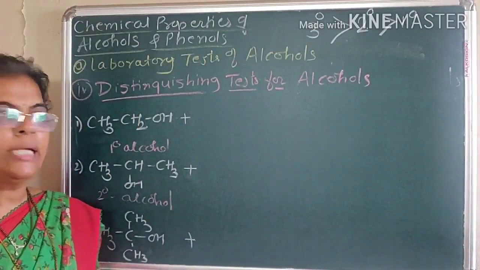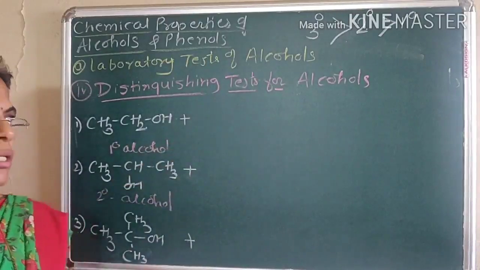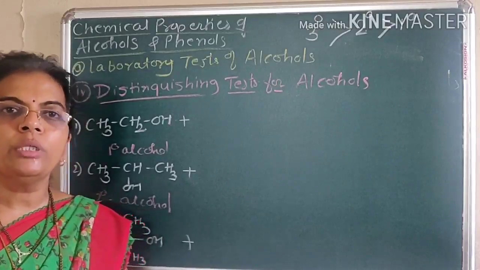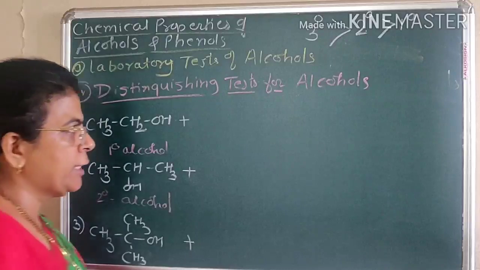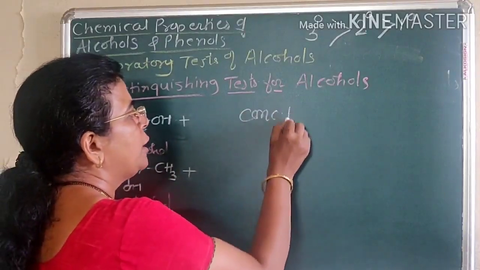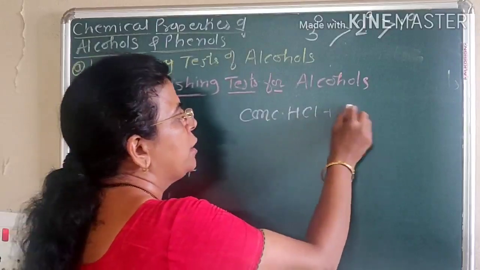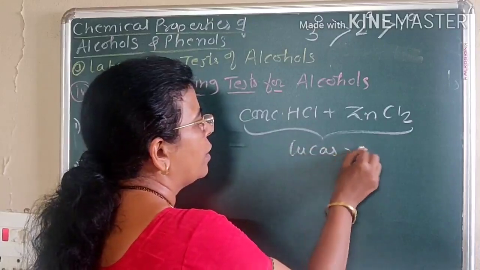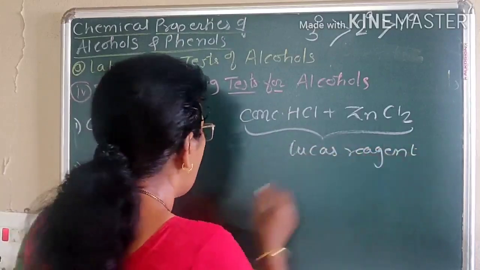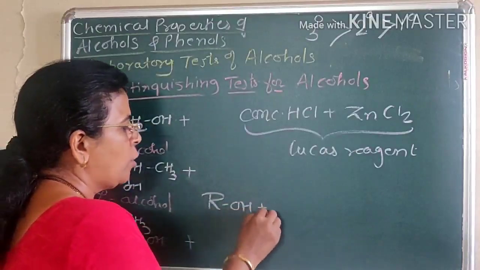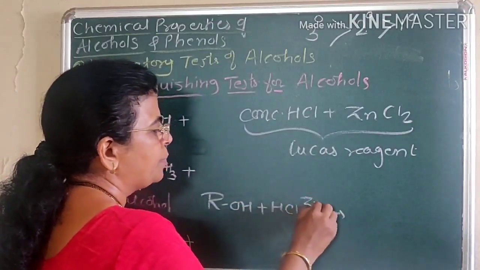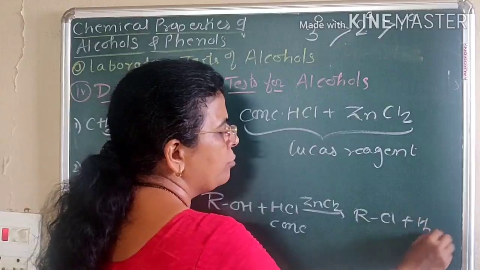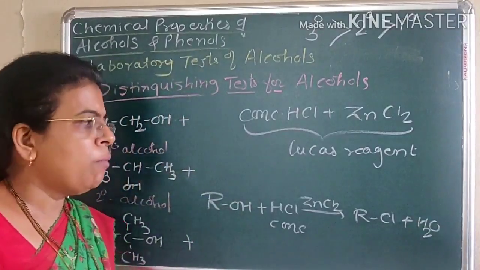Now we are going to see the next reaction, the distinguishing test for alcohols. Primary, secondary and tertiary alcohols can be distinguished by using Lucas reagent. What is meant by Lucas reagent? It is nothing but the mixture of concentrated HCl and zinc chloride. When alcohols are treated with Lucas reagent, that is concentrated HCl and ZnCl2, formation of alkyl chloride takes place. This reaction we have seen in the preparation of alkyl chlorides from alcohols.